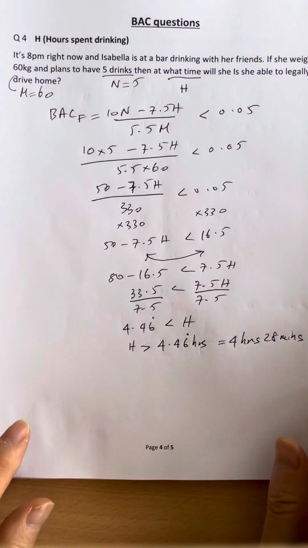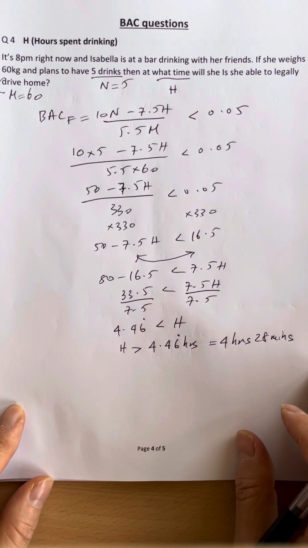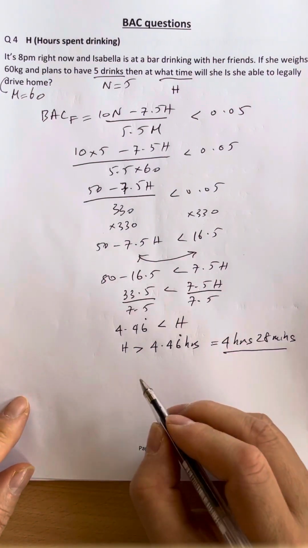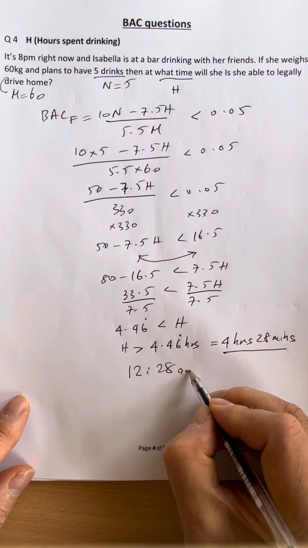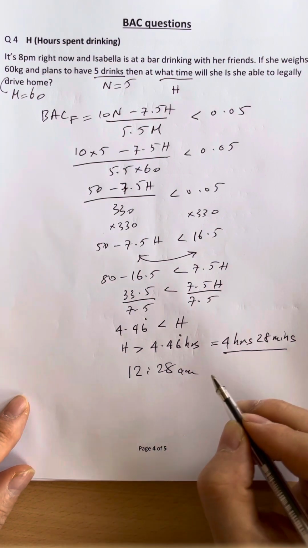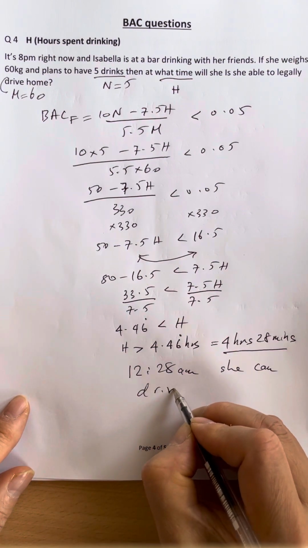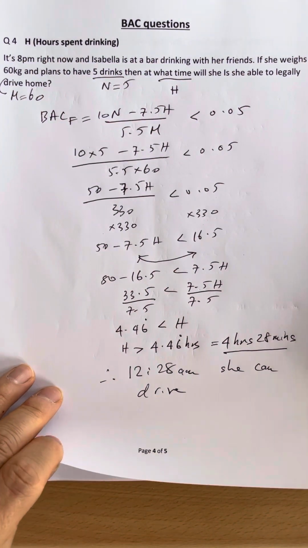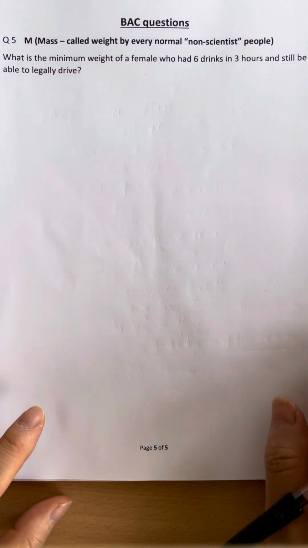So if it's 8 p.m. right now, that's what the question says, then you add 4 hours and 28 minutes to that. That means it's going to be 12:28 a.m. In other words, 28 minutes past midnight. So that's that one.